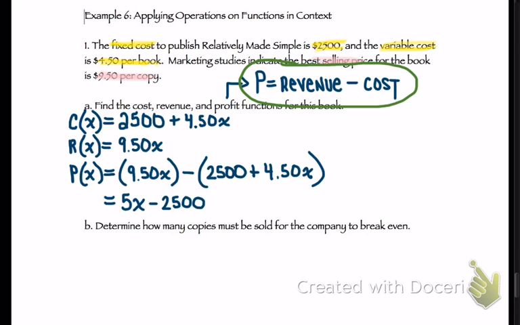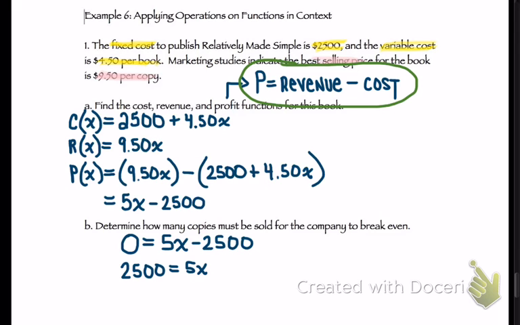Think, when we break even, that means that our revenue is equal to our cost, or understand that our profit is 0. So we're not making any money, we're not losing any money, so our profit is 0. So in my profit equation, I could plug in 0 for the p of x, and take 5x minus 2,500, and I think I can handle this. I'm just going to solve for x.